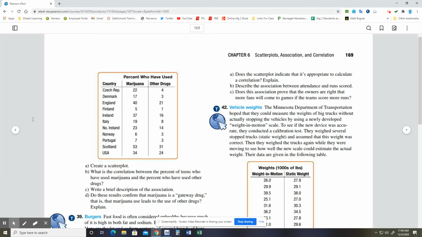But let's read what the questions are saying. It says create a scatter plot. And as I said in my directions, I didn't require you to draw one because they're kind of time sucks, for the lack of a better term. But you could create it on the graphic calculator and screenshot it if you wanted to. That's up to you. Part B. What is the correlation between the percent of teens who have used marijuana and the percent who have used other drugs?